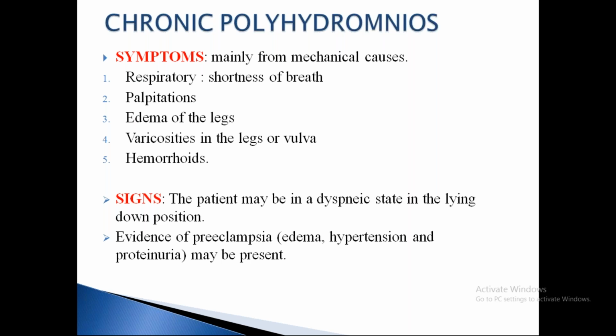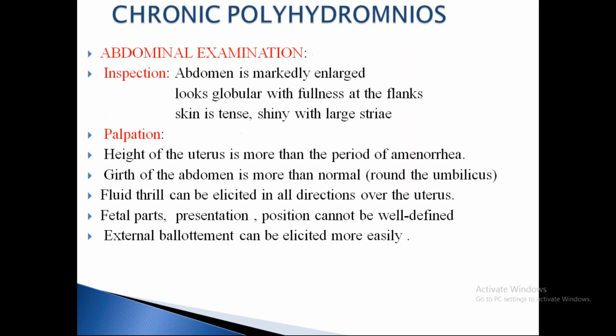So what are the symptoms the patient usually complains of? Most of the time, as this polyhydramnios is chronic, it is a clinical finding diagnosed by the obstetrician during ultrasound examination or by report. And if it develops into a severe form, they can develop shortness of breath, palpitations, edema of the legs, and varicosities of legs or vulva, and hemorrhoids will be other symptoms. And what are the signs? She will be dyspneic because of respiratory embarrassment, especially in the lying down position. Sometimes preeclampsia is associated with this polyhydramnios. Edema, hypertension, and proteinuria will be present.